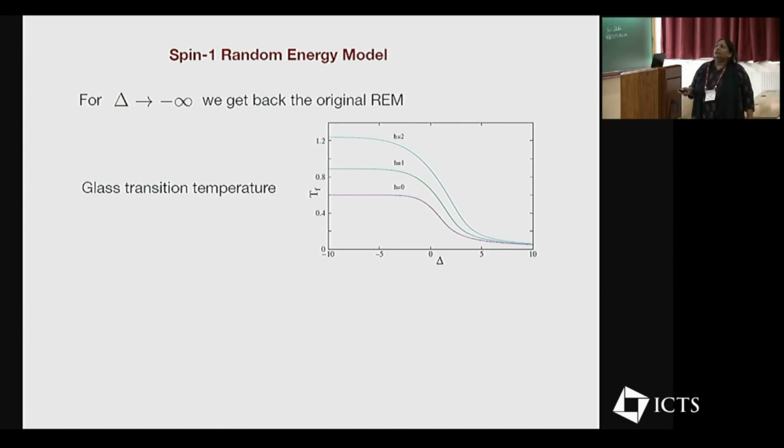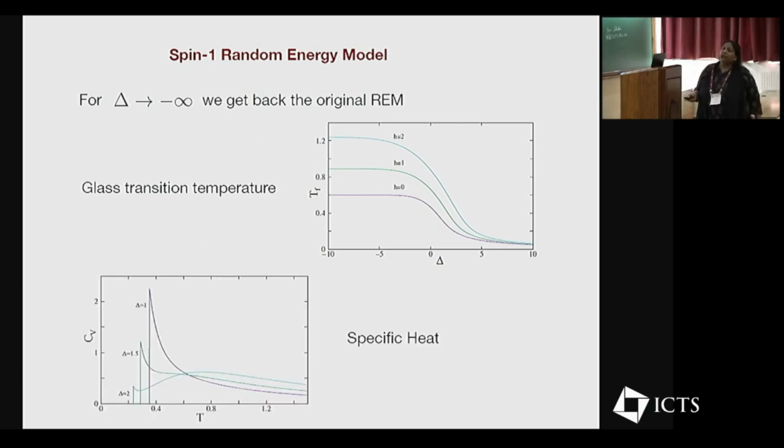For any general delta, the freezing transition happens at a temperature Tf, and if you look at the lowest graph, which is h equals 0, I'll come to the other 2 plots a little later. That gives the freezing temperature for the system as a function of the crystal field.